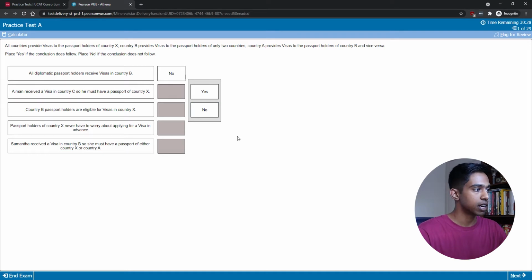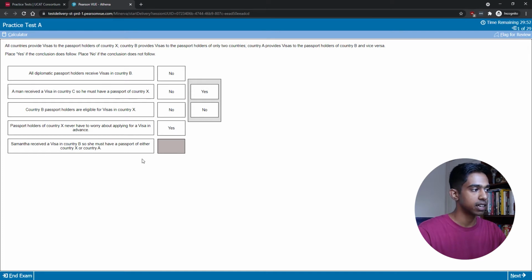A man received a visa in country C, so he must have a passport of country X. This is also not necessarily true. Country B passport holders are eligible for visas in country X. That's not true, because all countries provide visas to the passport holders of country X, but that doesn't mean anything about country X providing visas, so this would be no as well. Passport holders of country X never have to worry about applying for a visa in advance. Yes, that would be true because all countries provide visas.